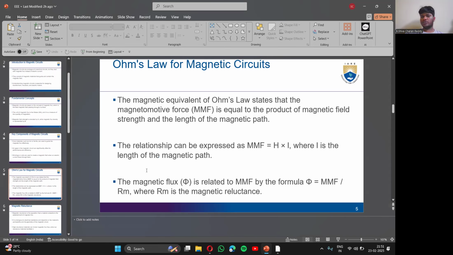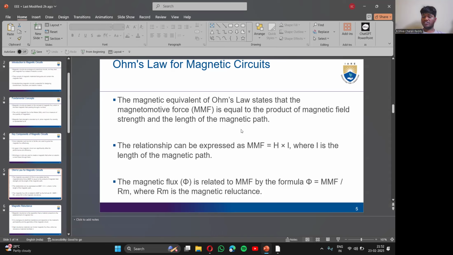Ohm's law for magnetic circuits. The magnetic equivalent of Ohm's law states that magnetomotive force is equal to the product of magnetic field strength and the length of the magnetic path. This product gives us the magnetomotive force, which is the magnetic equivalent of Ohm's law.